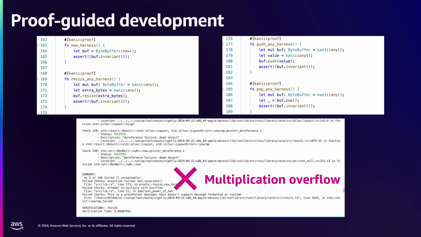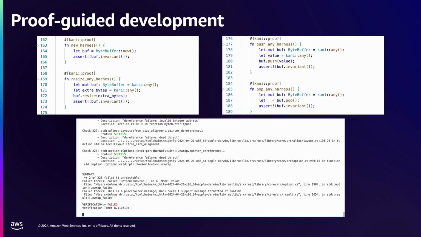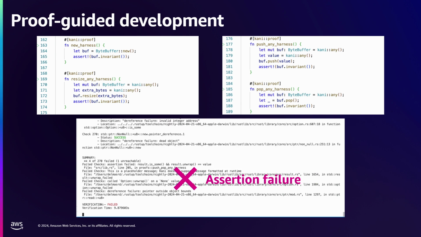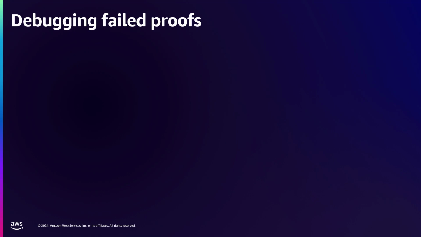You start, and then the tool tells you, oh, you have a multiplication overflow possibility in your resize logic. Oh, your unsafe code is trying to unwrap a non-option. Or, oh, you have an out-of-bounds pointer dereference that's possible under certain conditions. Or your inline assertion that you added yourself is actually failing for some inputs. So the tool is going to find any needle in the haystack, and it's going to report to you all possible failures for any generic property or your own assertions. So how do we go about debugging failing proofs?